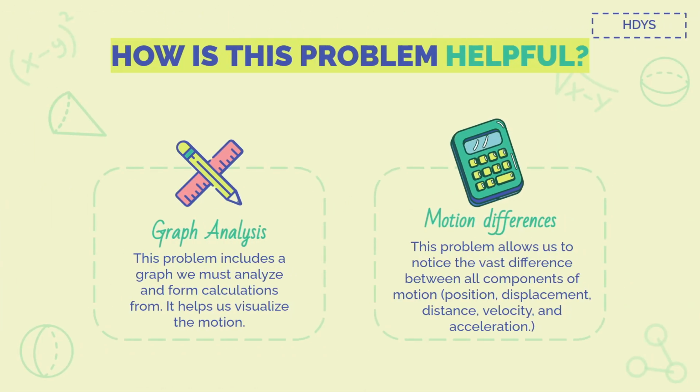How is this problem helpful to you as a student in AP Physics? It includes a lot of graph analysis, so since this problem has a graph, we must analyze it and form calculations from it. It also helps us visualize the motion involved with the object. There are also various differences in motion in this problem. It allows us to notice the vast differences between all components of motion, which are position, displacement, distance, velocity, and acceleration.